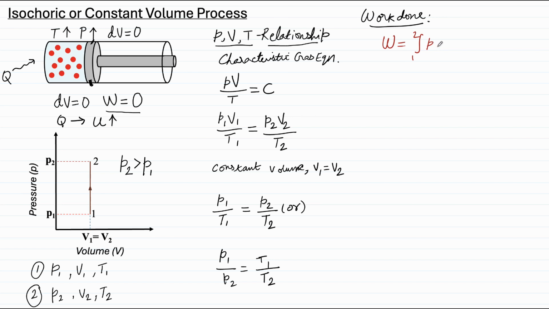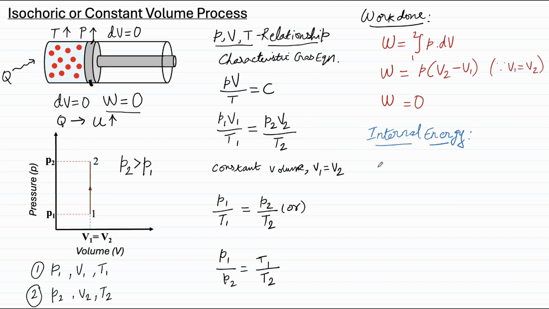The work done in any moving boundary process is given as W is equal to the integral of pressure into the small change in volume, or this can be rewritten as pressure into change in volume. Since there is no change in volume, that is since V1 is equal to V2, the work done in a constant volume process is equal to 0.